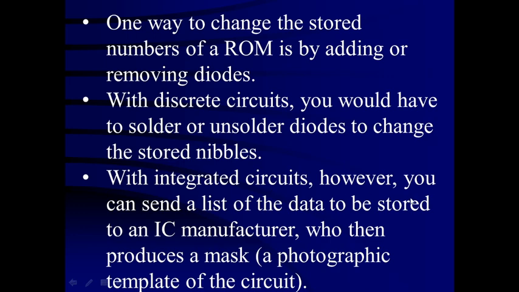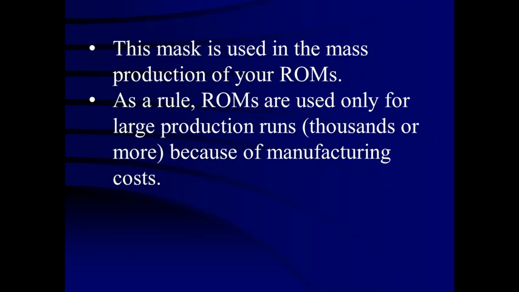So with integrated circuits, you can send a list of the data to be stored to the IC manufacturer. He will do your job and prepare the ROM with prerequisite data already stored at various locations. This mask is used in mass production of ROMs. As a rule, ROMs are used only for large production runs, thousands or more, because of the manufacturing cost. You cannot give this kind of order for a single IC or two, because that would cost too much.